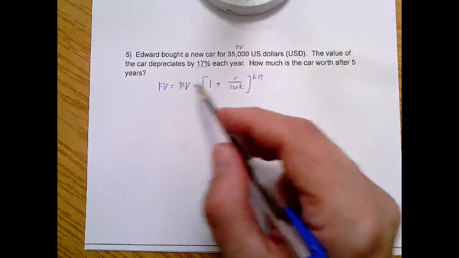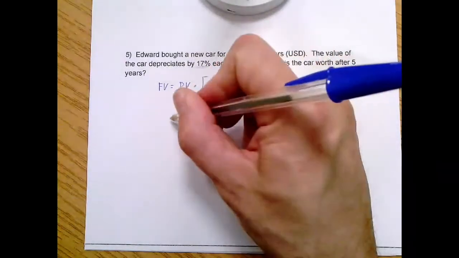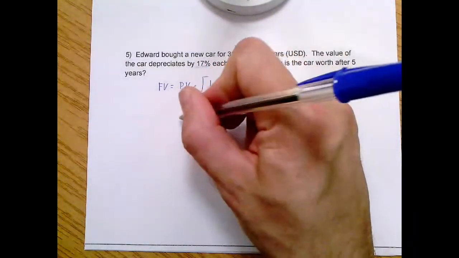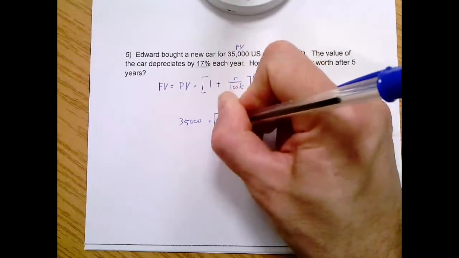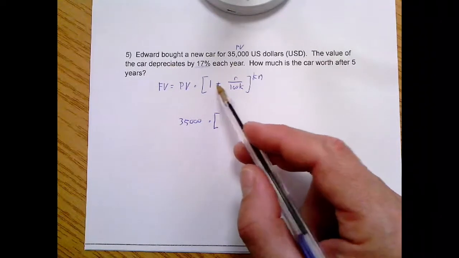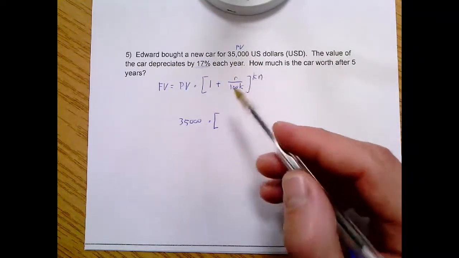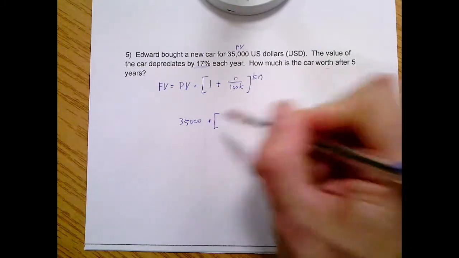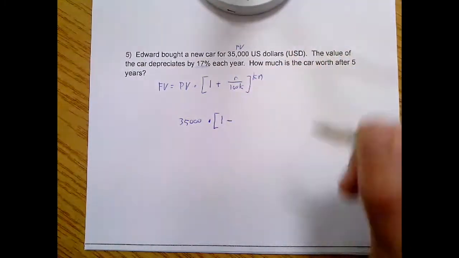So when we look through this, if we substitute in and think carefully, you'll see how it all happens. So the principal value is 35,000. But our rate is not going to be greater than 1. See, if you multiply by a number greater than 1, your value goes up. You have to multiply by a number less than 1 for a value to go down or to depreciate.